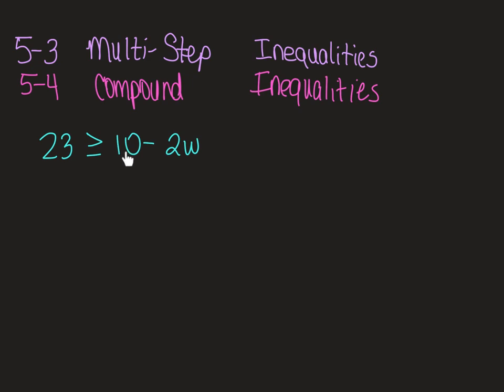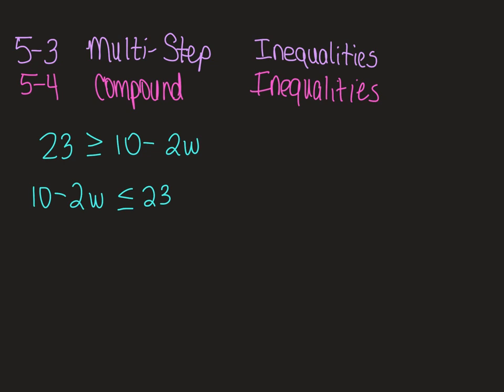I want to get rid of the 10 and the negative 2. I also notice that the letter is on the right-hand side, so I can either change it right now or I can change it at the end. I think I'll reverse it right now because it just bothers me that it's on the right. So I have 10 minus 2w, 23 over here. It's eating the 23.